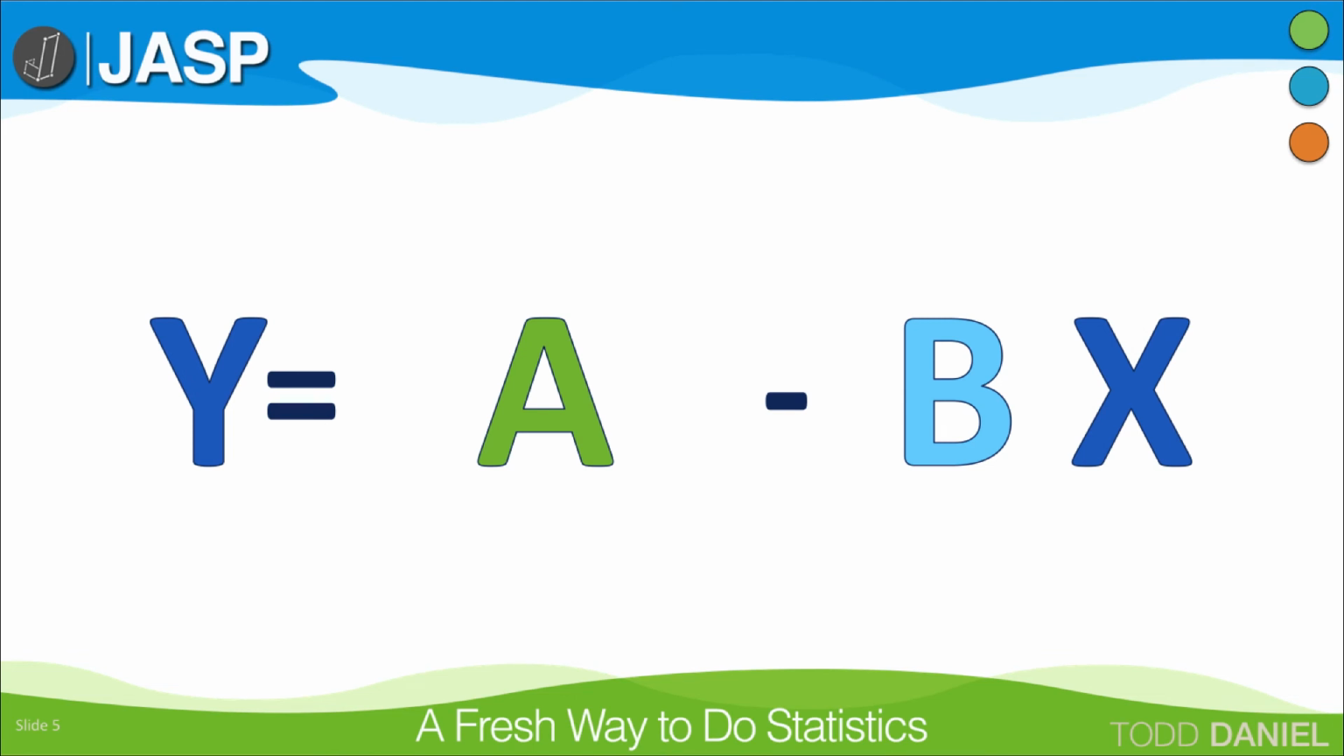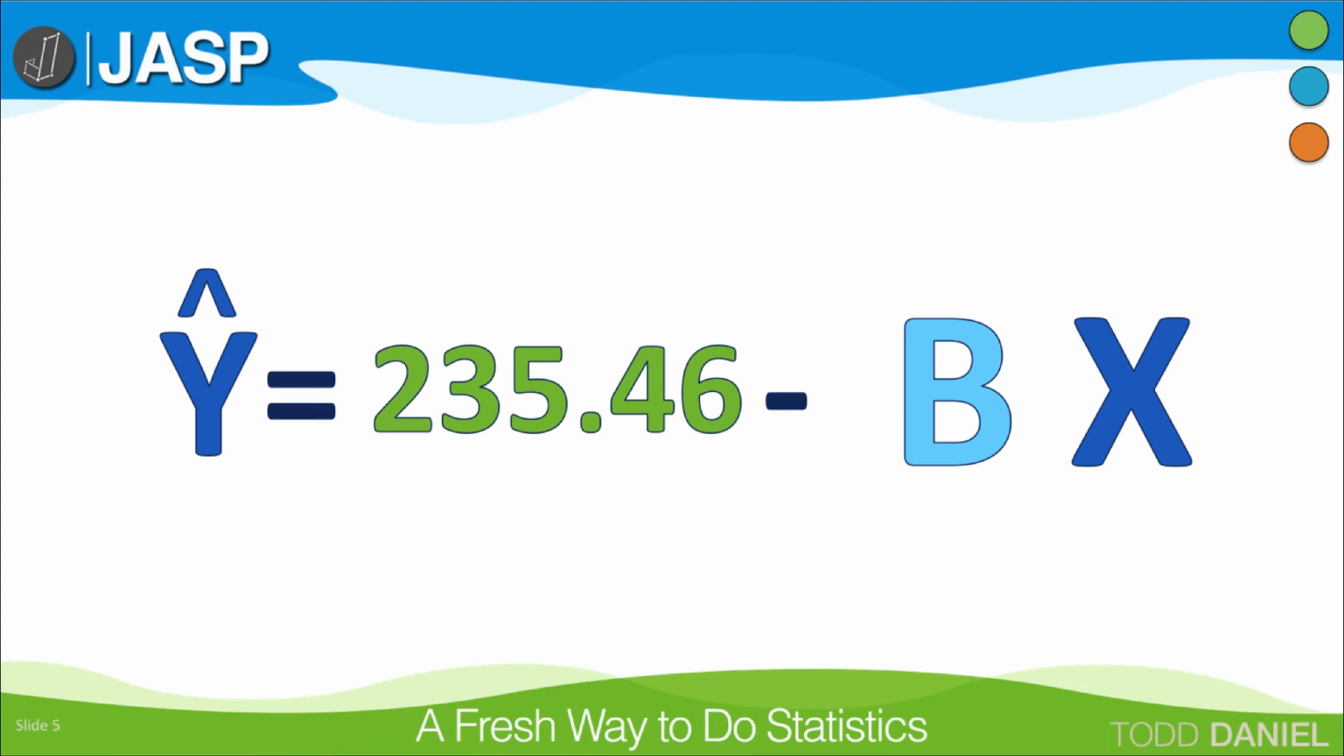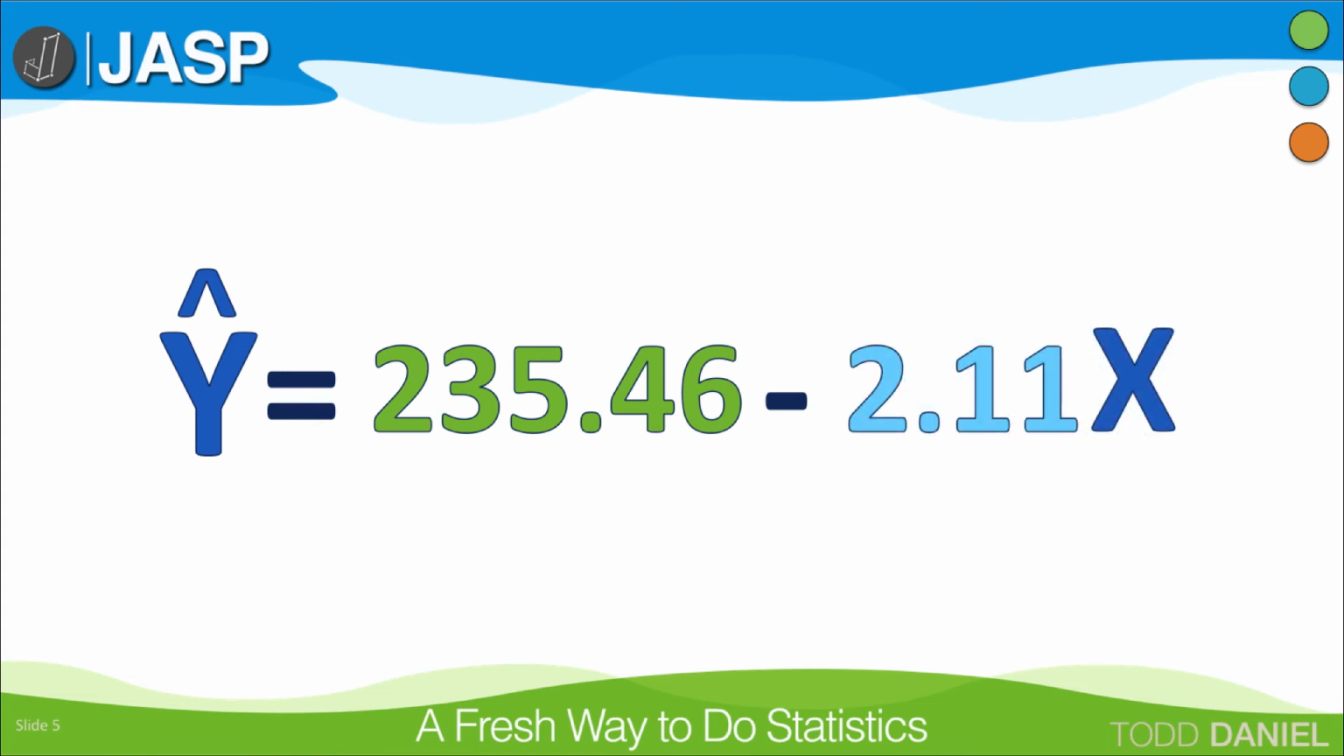To use our regression equation for prediction, we need to build our regression equation. The form is y equals a minus bx. To use this for prediction, our y changes to a y hat, indicating that this is now a predicted score rather than a measured score. For A, we plug in 235.46 minus B, which is now 2.11. The X is where we can plug in any given predictor value and calculate a predicted Y value. So we will plug in a particular burnout score, and we will predict what will be the job satisfaction score.